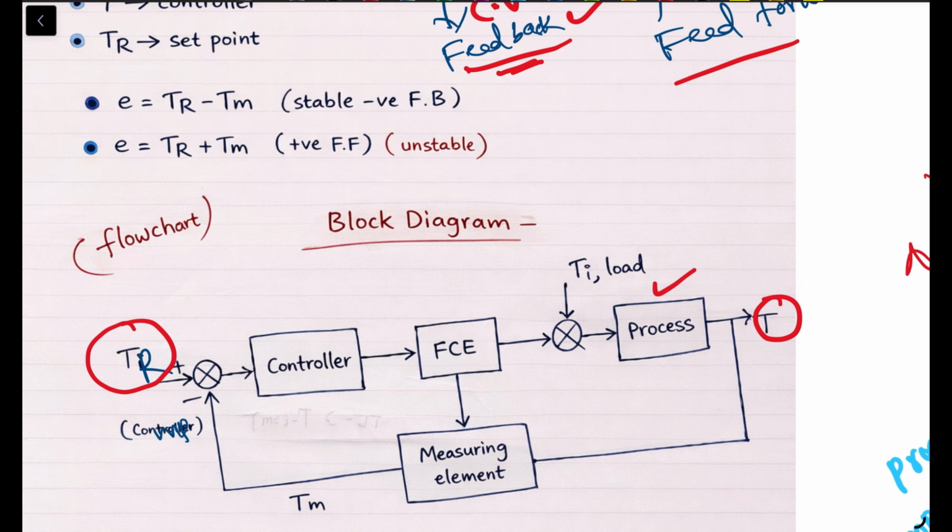In contrast, in the feed forward control system, we do not measure the controlled variable. Here we measure the load variables, which are usually the input disturbances. This is the input for this process, and the controller takes action before the disturbance affects the process.